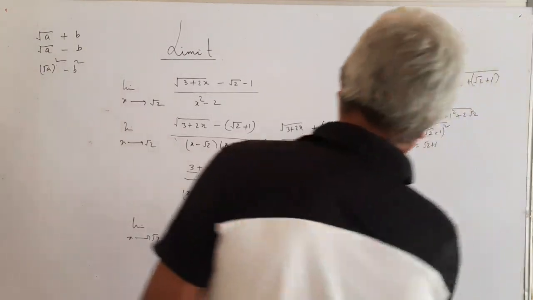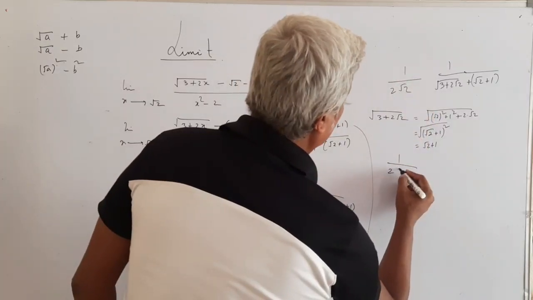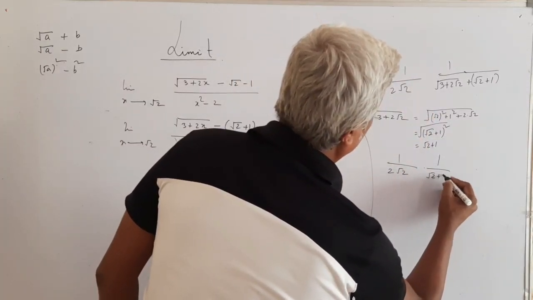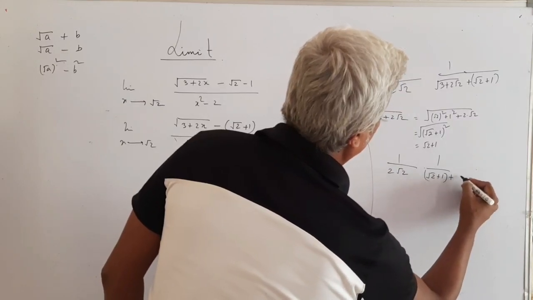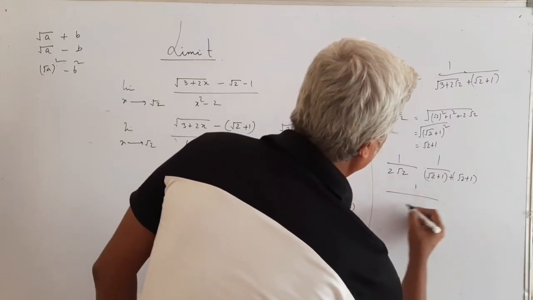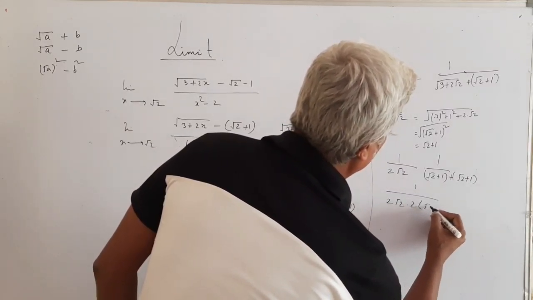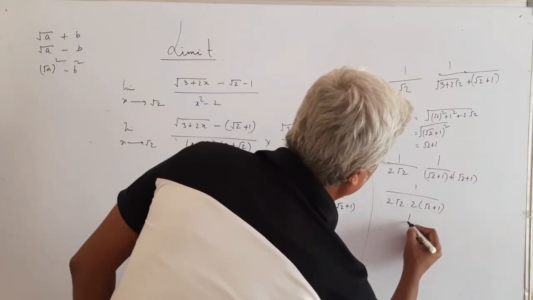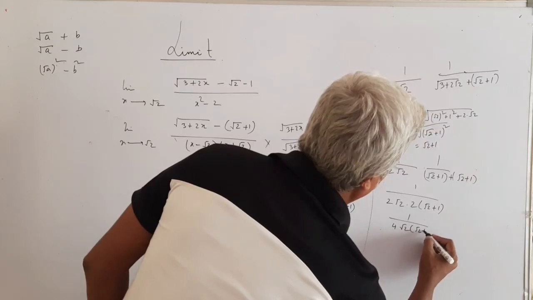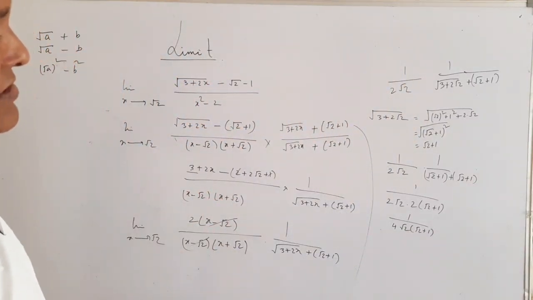So now my whole thing can be arranged as 1 upon 2 root 2, into 1 upon root 2 plus 1 plus root 2 plus 1. So this will become 1 upon 2 root 2 into 2 root 2 plus 1, that is 1 upon 4 root 2, root 2 plus 1. This is your final answer.